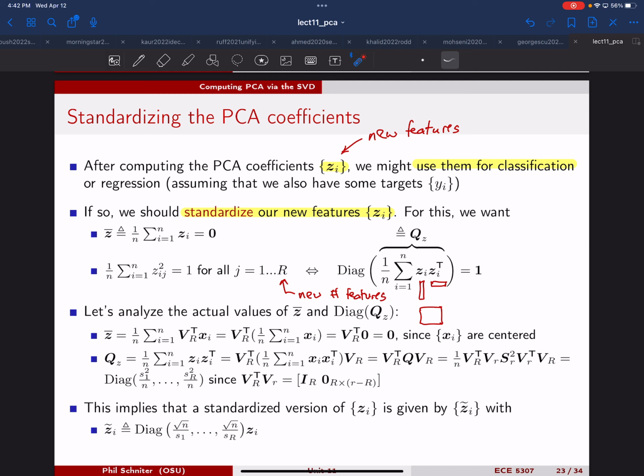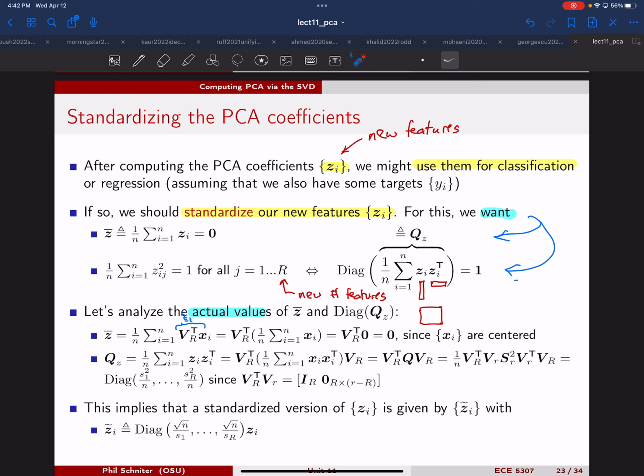We want these two things. Let's see what they actually are, the actual values. Let's start with z hat. How do we compute z hat? Well, z hat is the average of the zi's. So how do we compute zi? Well, zi is VR transpose xi. So that's what z hat actually is.